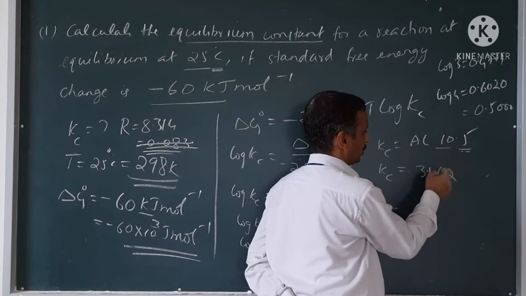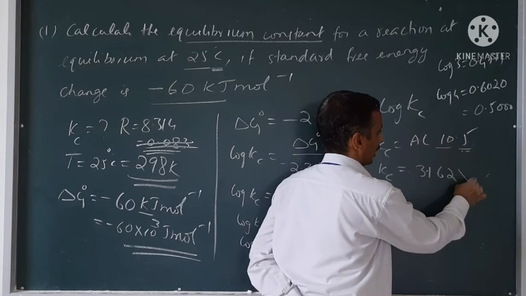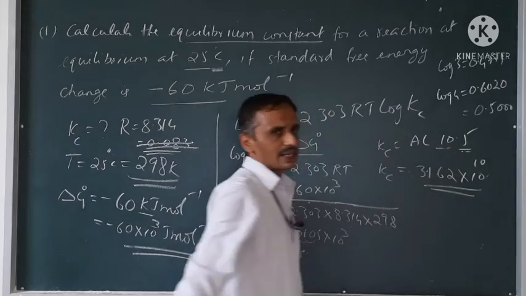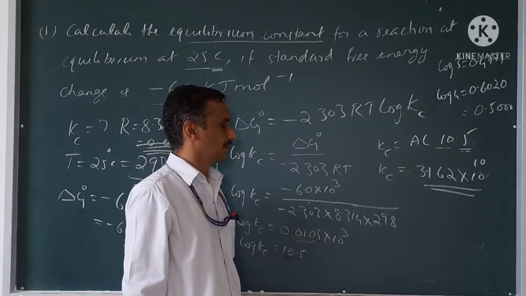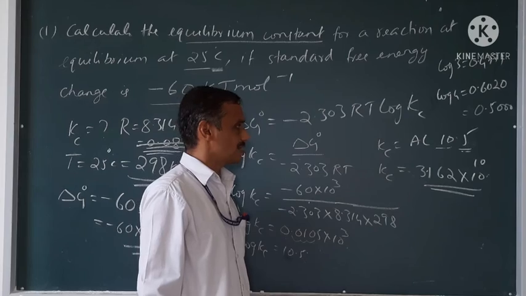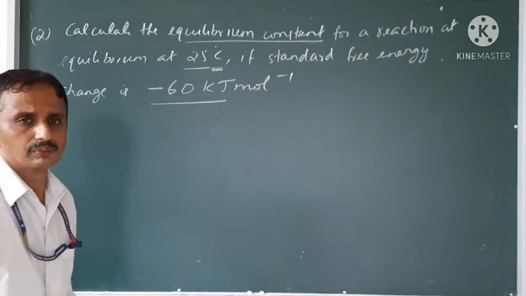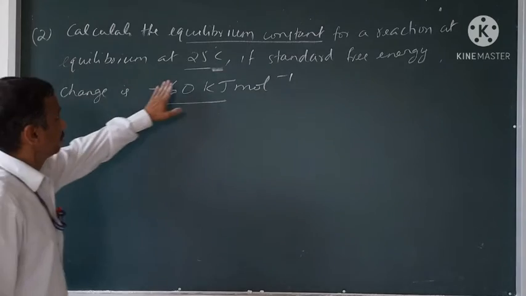Immediately after the first digit, put the decimal and write it as powers of 10. 3.162 into 10 over 10 is the answer for Kc. Next problem.